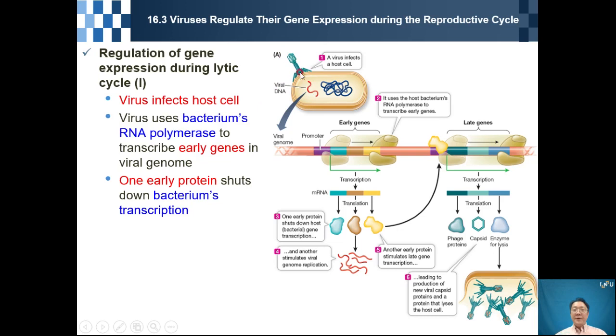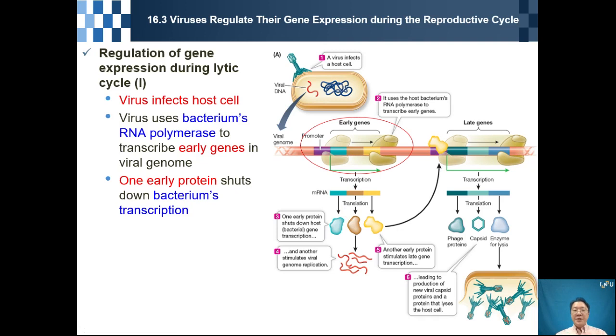Viruses don't have RNA polymerase, so they cannot start their transcription, but the virus uses the bacterium's RNA polymerase to transcribe early genes in the viral genome. So this is the viral genome. They are composed of early genes and late genes. In this case, they use the bacteria's RNA polymerase to transcribe the early genes.